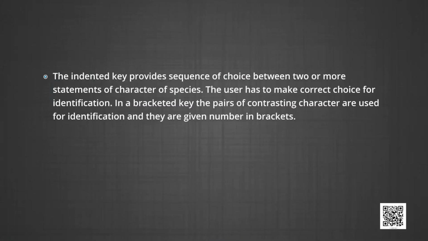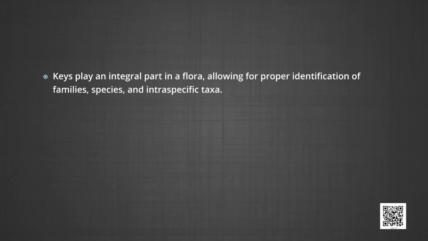The indented key provides a sequence of choices between two or more statements of characters of species. The user has to make the correct choice for identification. In a bracketed key, the pairs of contrasting characters are used for identification and they are given numbers in brackets. The number on the right indicates the next choice of paired contrasting characters. Identification of an unknown species is usually made by using the key. That is a device in which successive choices between contrasting statements are followed until the correct name is found by the process of elimination. Keys play an integral part in flora, allowing for proper identification of families, species, and interspecific taxa.